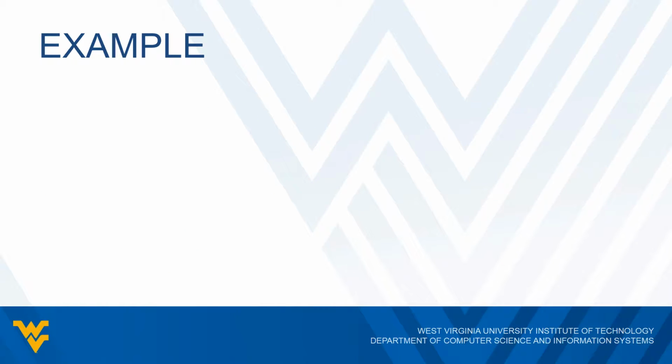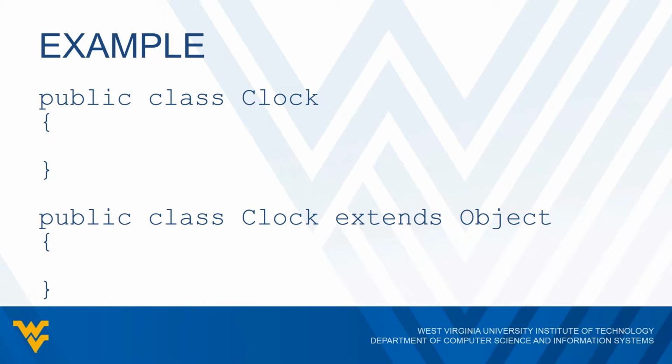Let's take a look at a very quick example using our clock class. So here's how we would normally start up the definition of the clock class. You would say public class clock, and we don't include the word extends because we're not explicitly saying that we're inheriting things from some other superclass. Now here's the same definition, except now we include extends object at the end of our class header. So what this is saying is we do want to inherit everything from the object class. Both of these definitions are equivalent because as we just said, if we do not include the word extends, we're automatically inheriting everything from the object class.